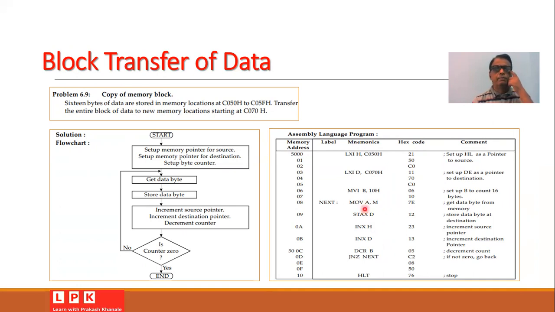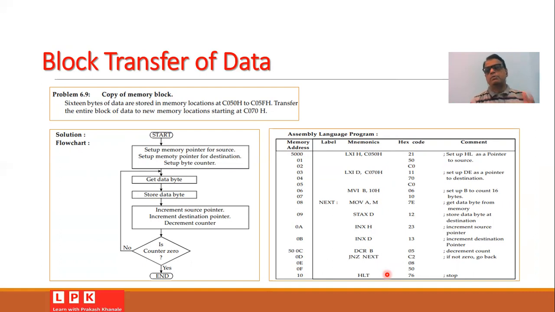And this next number is nothing but the move A, M instruction, and its address is 5008. Therefore, in the opcode, we write C20850. And the final instruction will be halt, which will stop the processor, of which the hex code is 76.